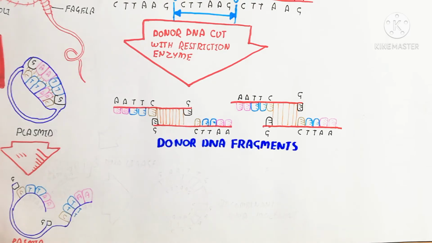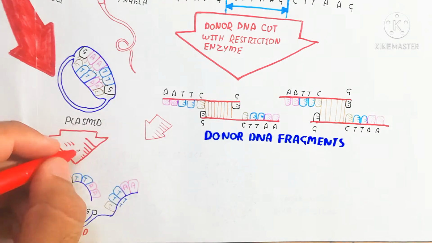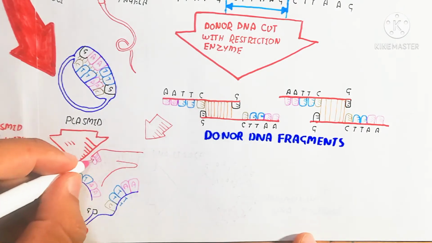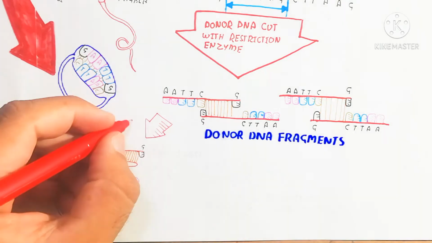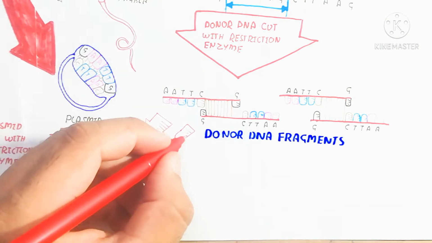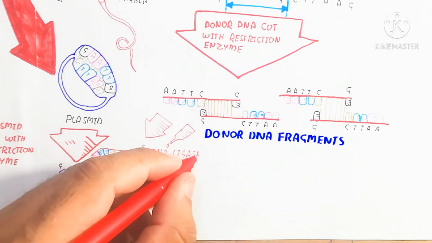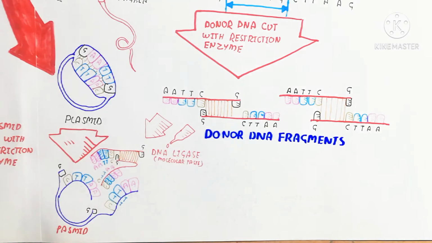So the donor DNA is cut with a restriction enzyme, and after the restriction enzyme cuts the donor DNA, fragments will be formed, and many of these fragments will be amplified by the polymerase chain reaction. Polymerase chain reaction is the machine used for the amplification of the segment. It means producing copies of the gene. So the donor DNA fragments are here.